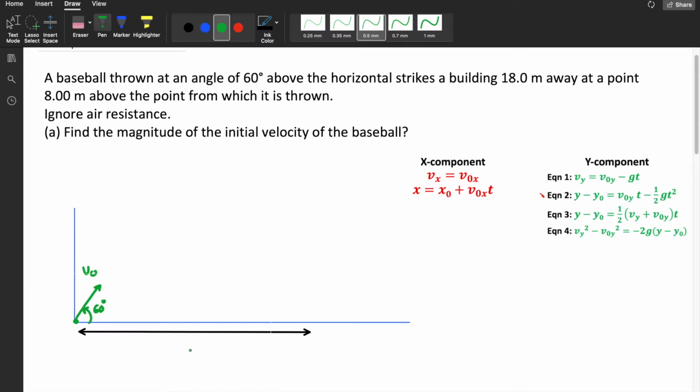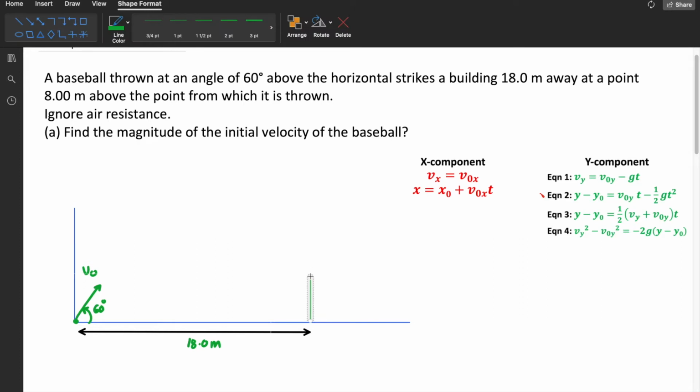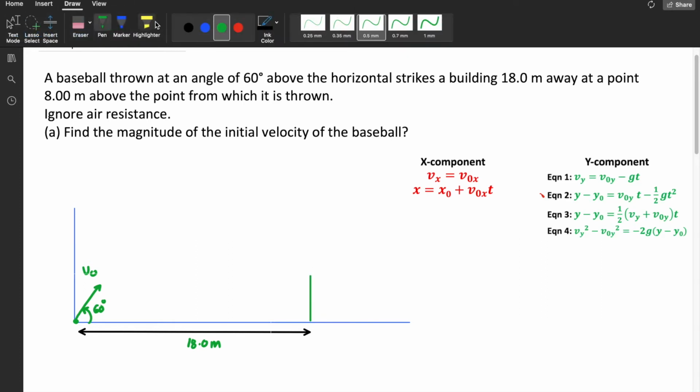Okay, so you'll have 18 meters. And then you'll have, at a point 8 meters above from the point in which it is thrown. So all you have to do is to mark 8 meters above. Okay, this is 8 meters. So this is simply 8 meters of height.